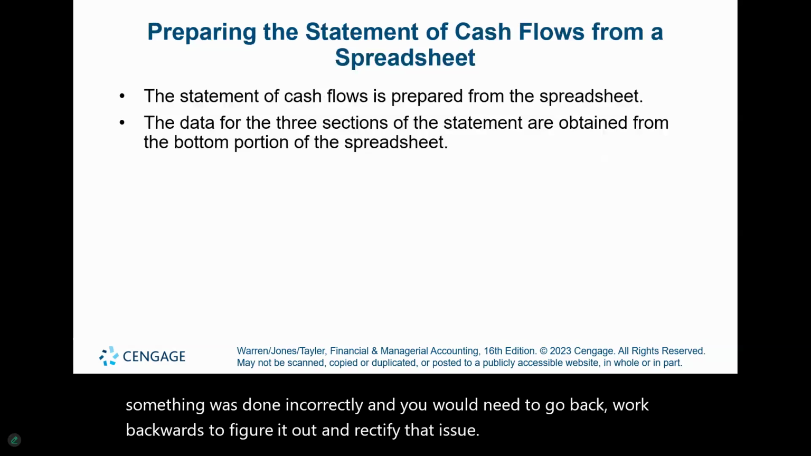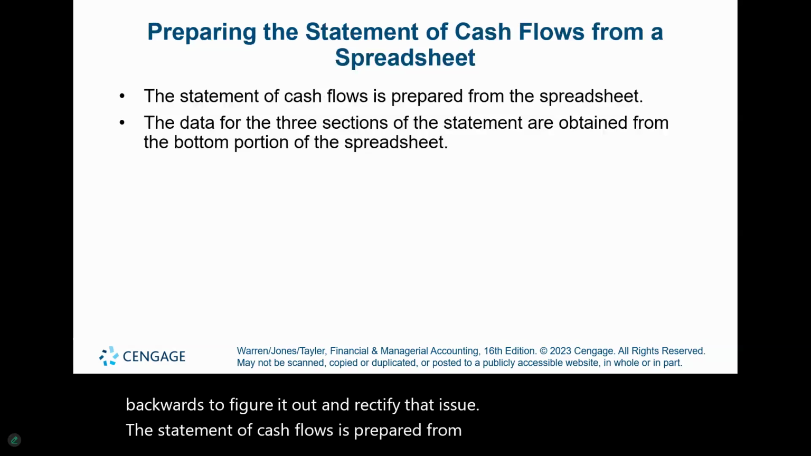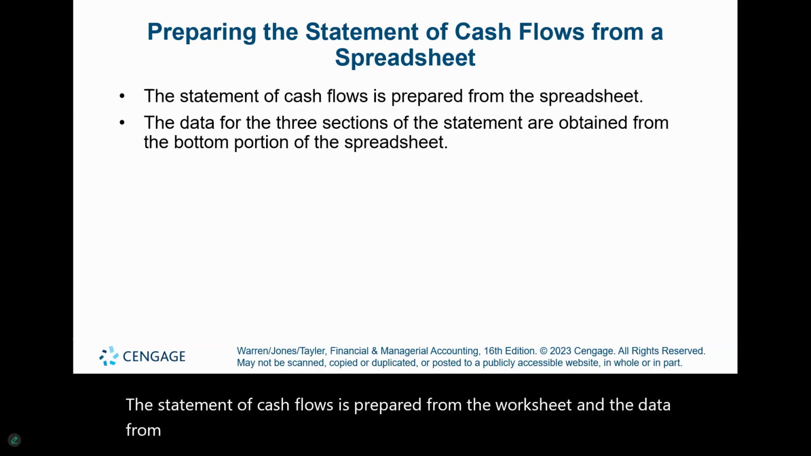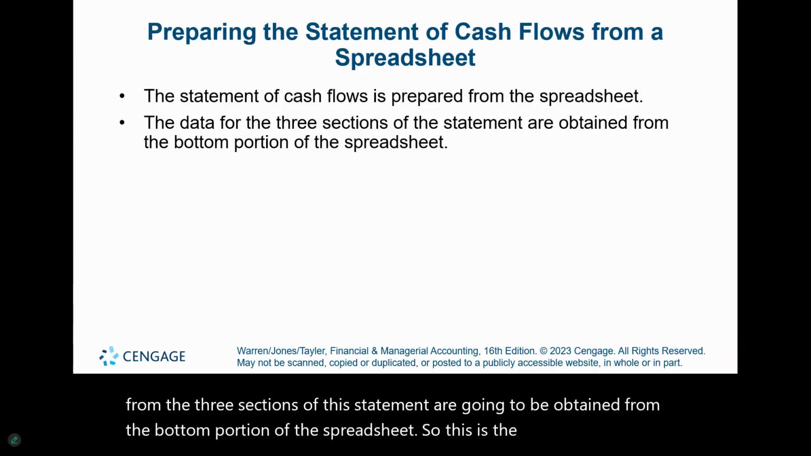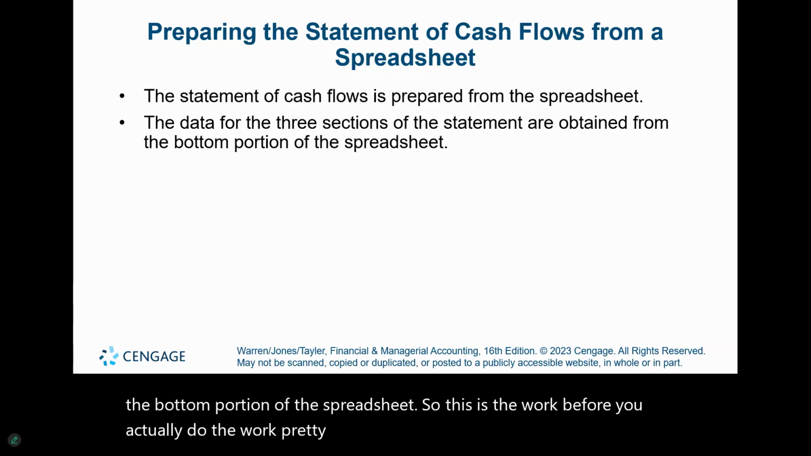The statement of cash flows is prepared from the worksheet, and the data for the three sections of the statement are going to be obtained from the bottom portion of the spreadsheet. So this is the work before you actually do the work, pretty much using the spreadsheet.